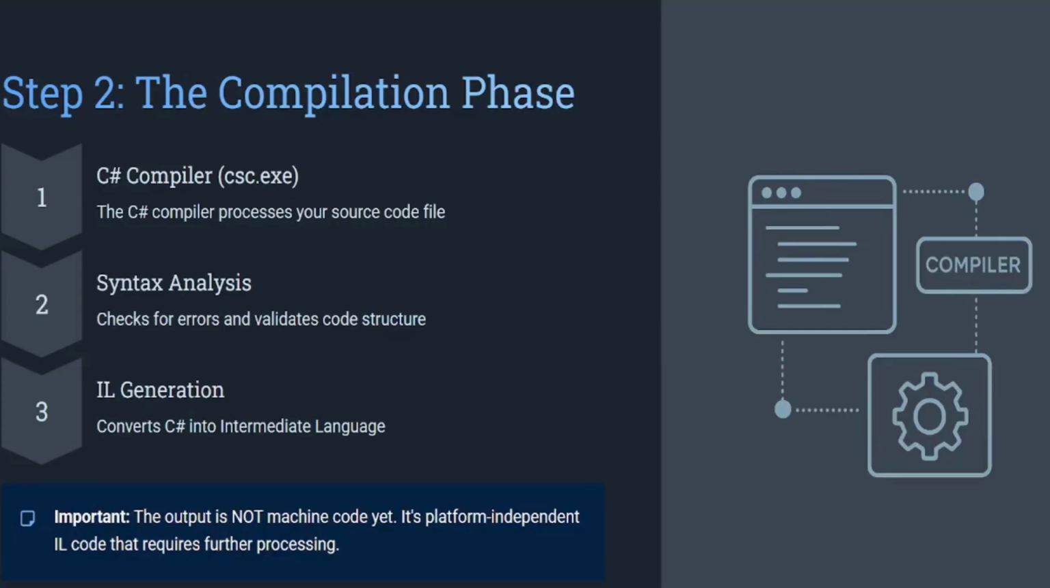When you build your project, the compiler processes your source code. During this process, it performs a few important tasks. It checks for syntax errors, it validates the structure of the code, and then it converts the code into intermediate language, also called IL. One important thing to understand here is that the compiler doesn't generate machine code at this stage. Instead, it generates IL, which is an intermediate form of your code.